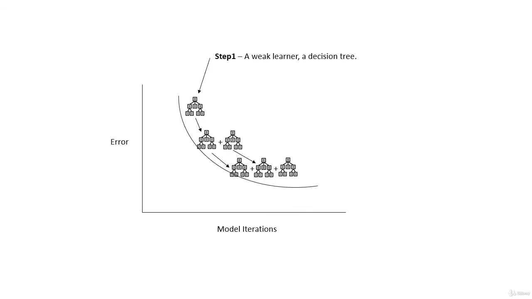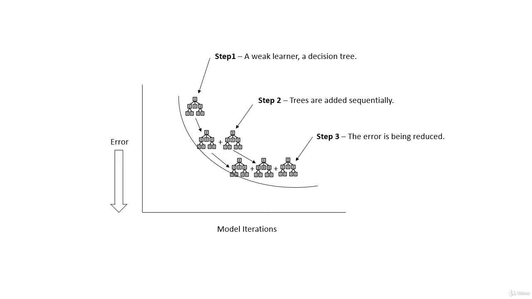In our example, you can see that gradient boosting adds these submodels incrementally to minimize the loss function. Earlier we said that gradient boosting involved three main steps. In our example, firstly, the weak learner being used is a decision tree. Secondly, the trees are added sequentially. And lastly, with more iterations, the error of the model is being reduced.